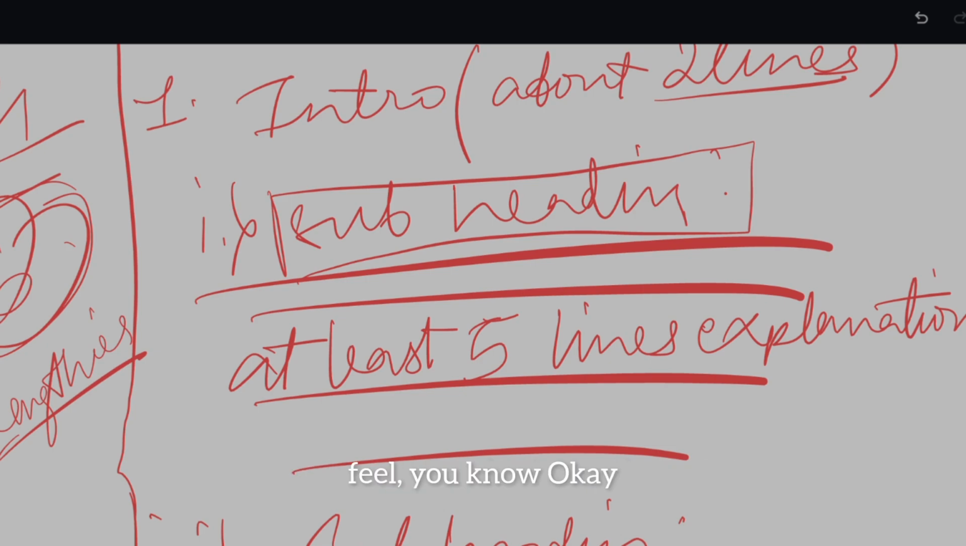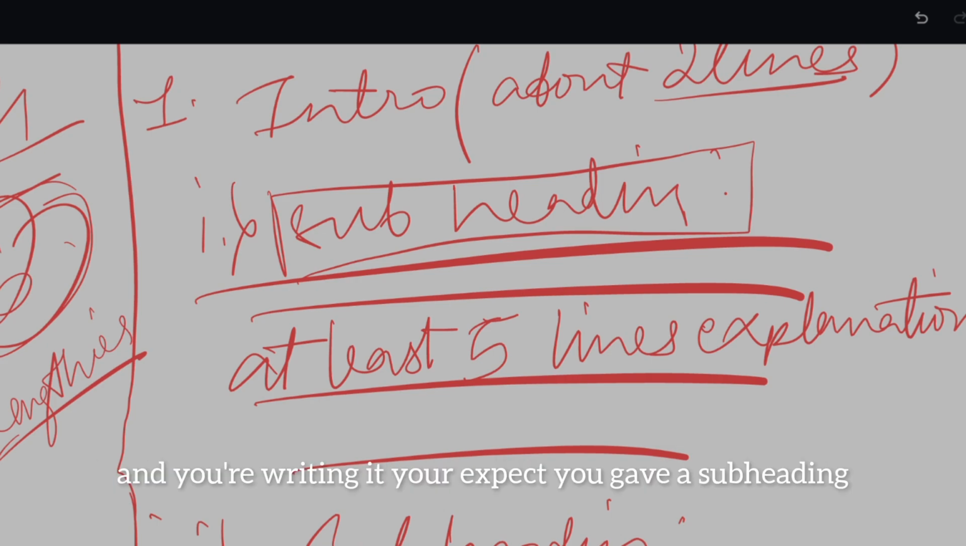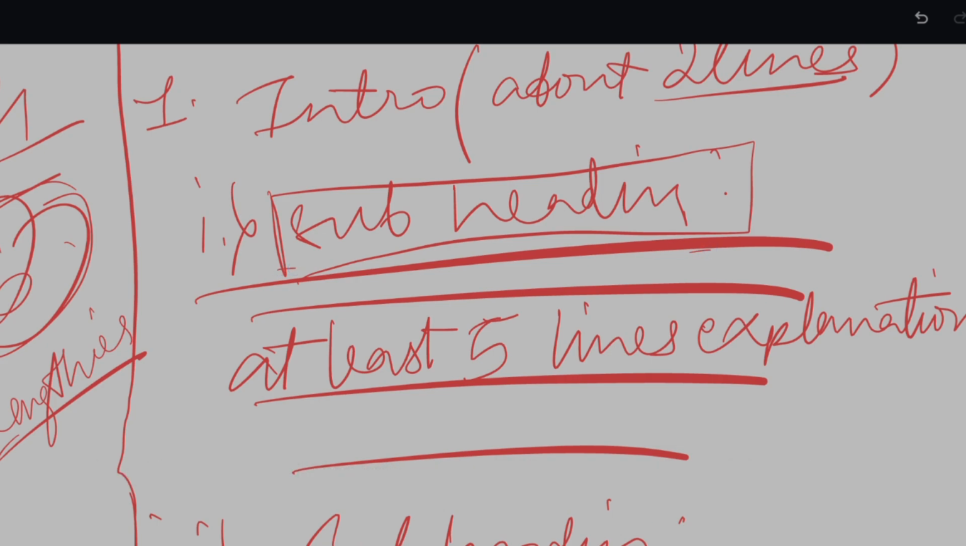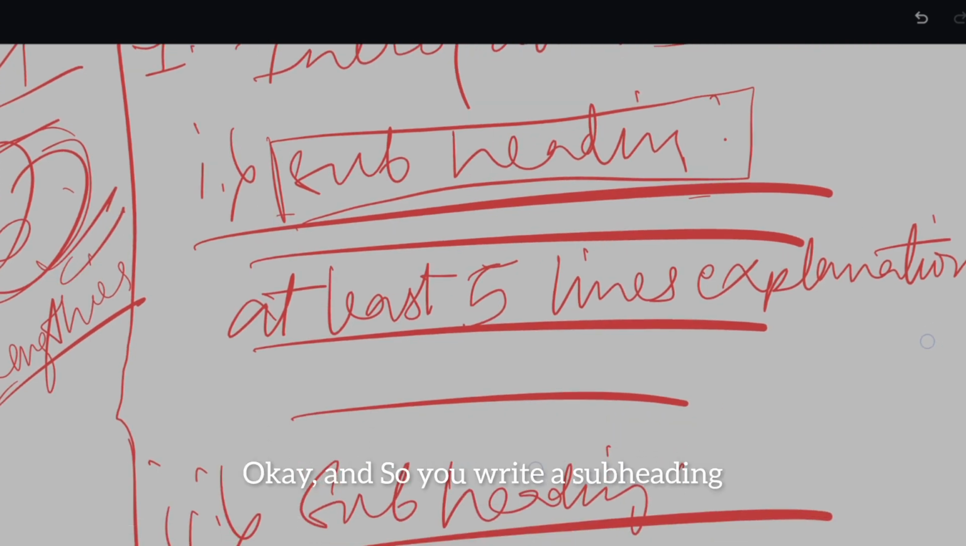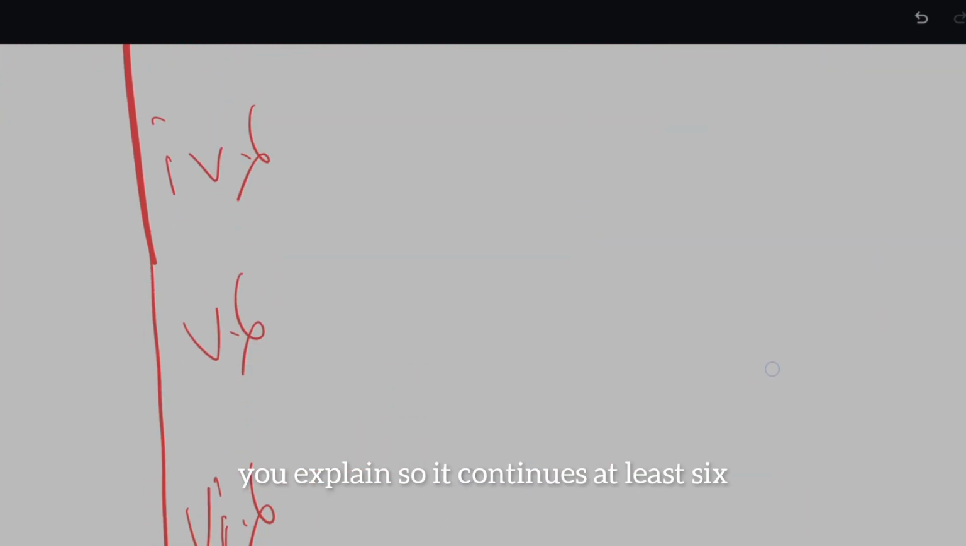The teacher might feel, okay, even if I've written a good answer, it's just kind of cramped, and he might be like, okay, I'll just give 5. But if you are structuring it well, giving subheadings, and writing at least 4 or 5 lines of explanation for each and every subheading, then they will surely give you a 6. So you write a subheading and you explain. Again, you give a subheading, you explain, so it continues for at least 6 points.